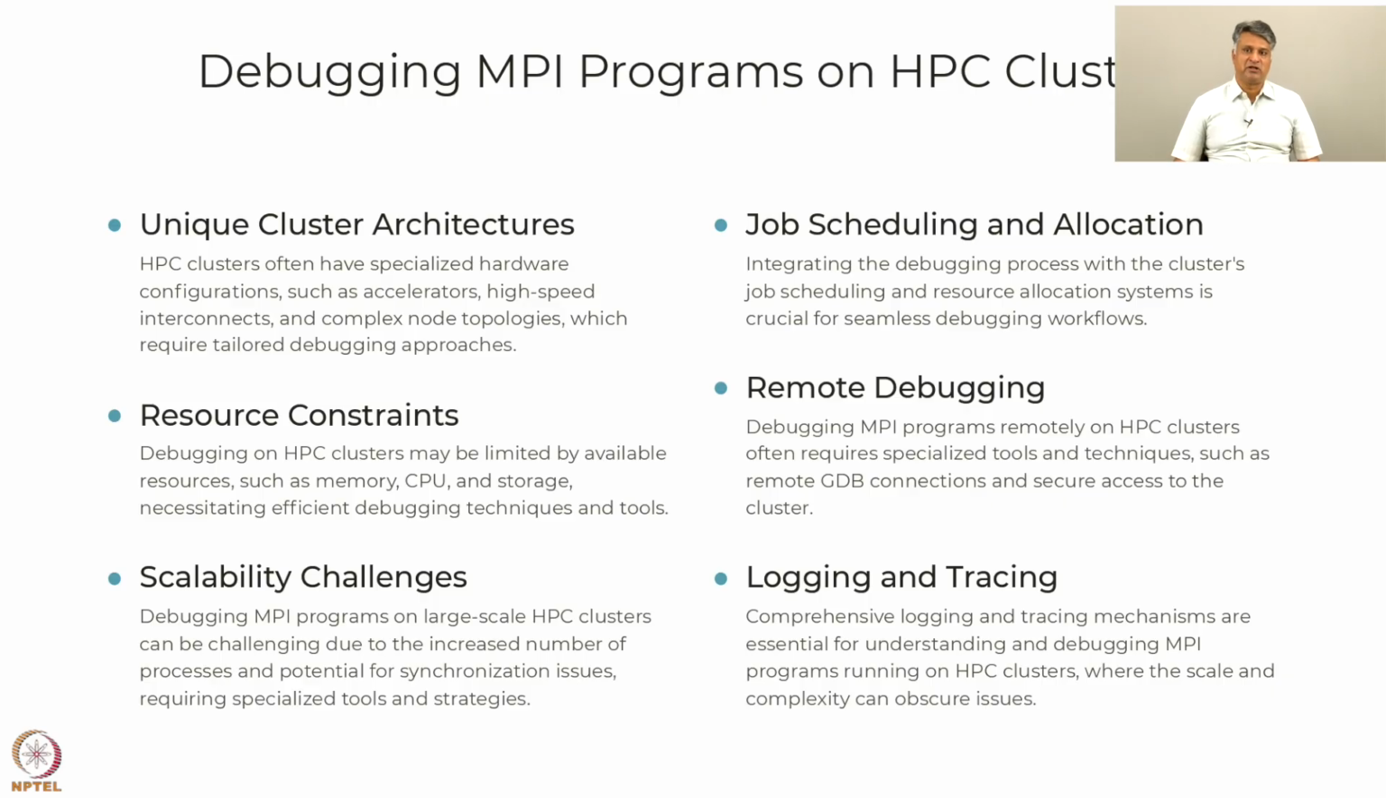On HPC clusters, typically there are job scheduling applications. So integrating the debugging process with the cluster's job scheduling and resource allocation system is crucial for seamless debugging workflows. Often, you have to do remote debugging for MPI programs on HPC clusters, as it is possibly not feasible for you to be right next to the HPC cluster while you're trying to do the analysis. Logging and tracing. Comprehensive logging and tracing mechanisms are essential for understanding and debugging MPI programs running on HPC clusters, where the scale and complexity can obscure issues.